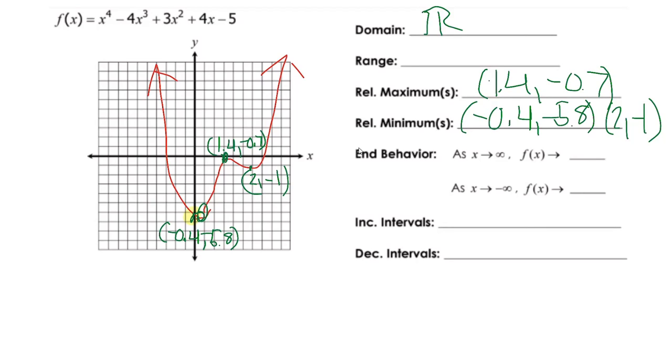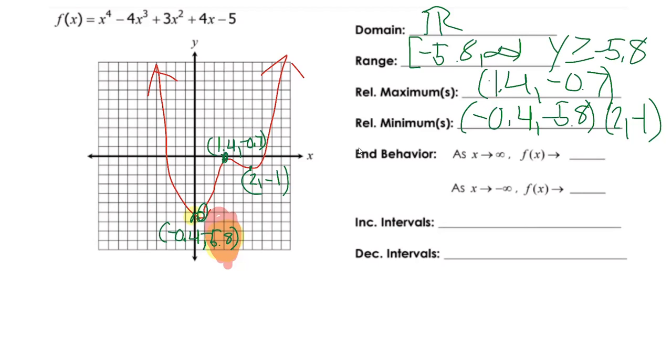But our range is how far our graph goes up or down. So you want to use these coordinates. The lowest my graph goes, I don't know if you can see, I'm highlighting here, down here. The lowest my graph goes is this y value. It goes from negative 5.8 up. So there are 2 ways you can write it. You can write it as an interval. It goes from negative 5.8 to infinity, or it's really y is greater than or equal to negative 5.8.